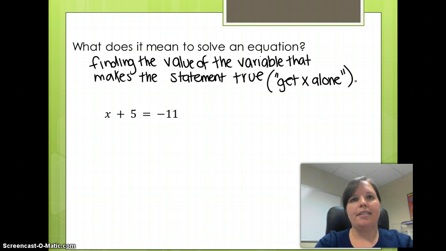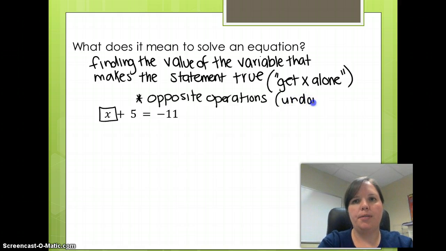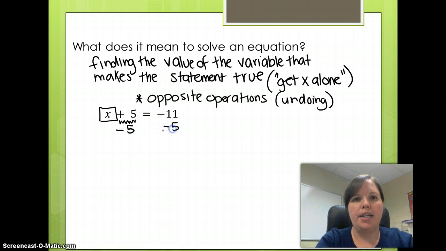So the idea, and this is the basis for solving any equation, is if you want to get the variable all by itself, you need to use opposite operations. So I'll star that and write that. We need to think opposite operations, or in other words, this idea of undoing operations. So to get x all by itself, what's causing the problem? Well, this addition of 5. So we want to get x all by itself so that we know what x is equal to. So to do that, we do the opposite operations on both sides of the equal sign.